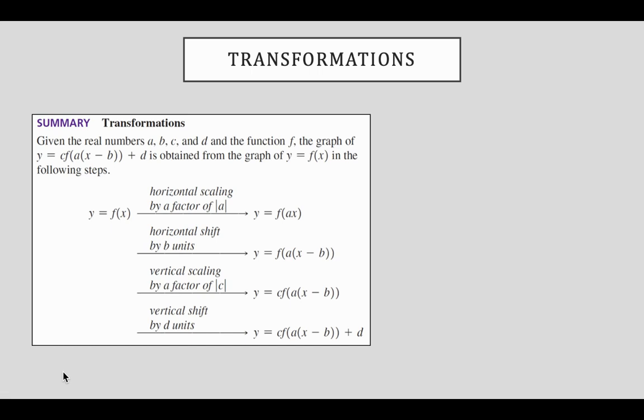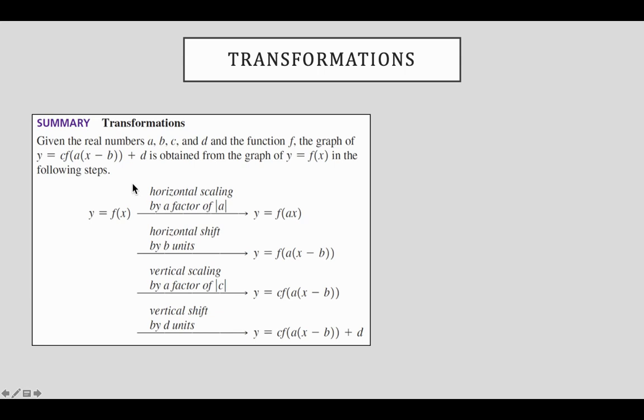So again, here is the summary of our transformations of parent functions. Given the real numbers a, b, c, and d, and the function f, the graph of y equals c times f of a times the quantity x minus b plus d is obtained from the graph of y equals f of x in the following steps.